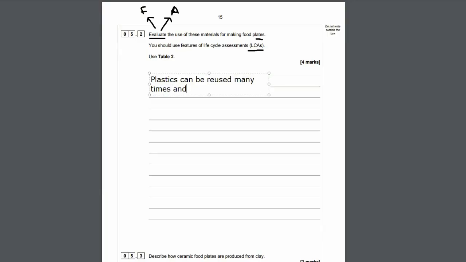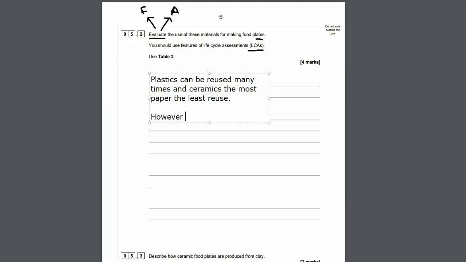So, plastics can be reused many times. You can use plastics and ceramics the most. You can use ceramics, it said in the table, about 1,000 times compared to plastics 400, and paper can only be used once. So that's obviously a downside to paper.